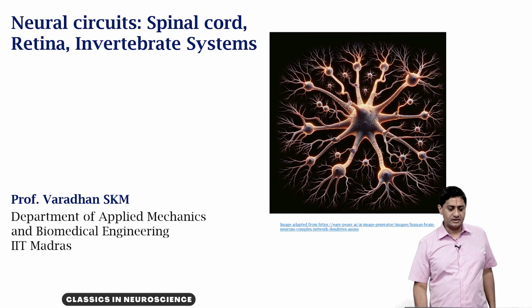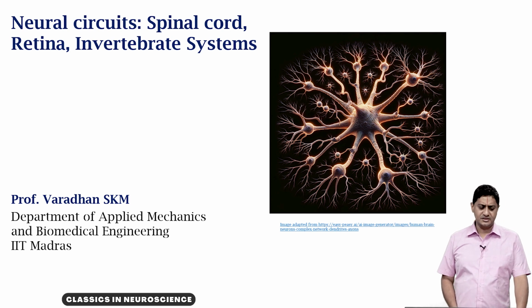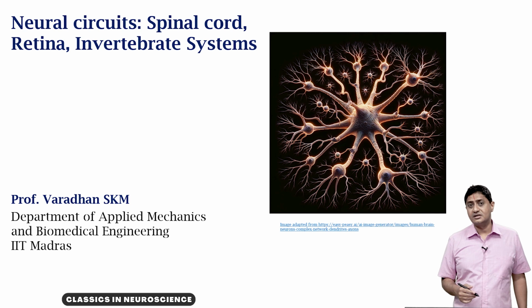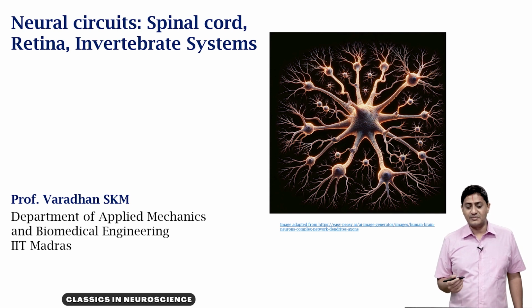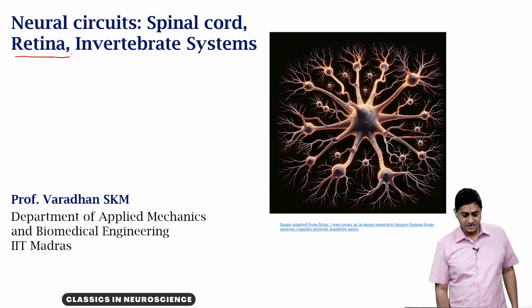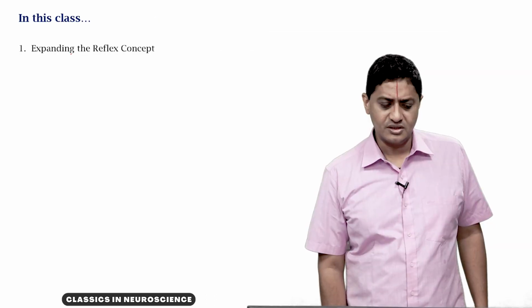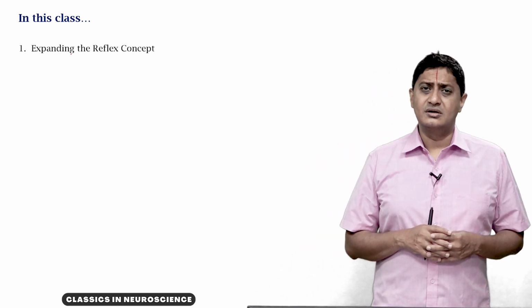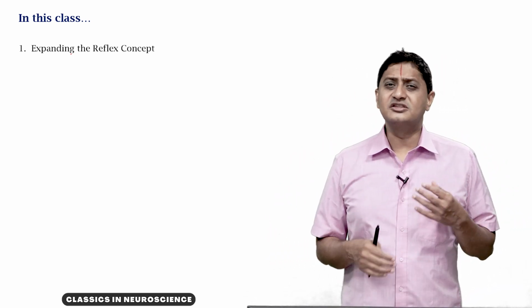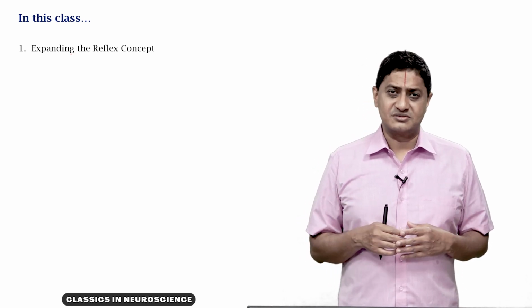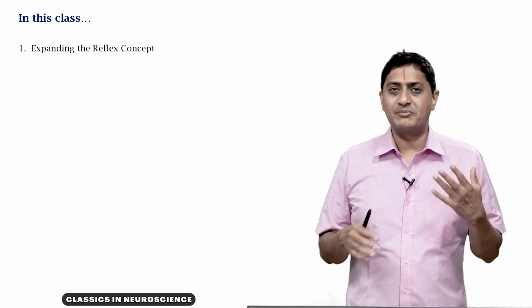We have been looking at neural circuits. In the past few videos, we looked at neural circuits within the spinal cord, excitatory and inhibitory circuits within the spinal cord. Then we looked at how excitation and inhibition can simultaneously happen within the retina. In this class, we will look at examples of invertebrate systems, and more importantly, the concept of how balanced reflexes, like rhythmic pattern generation, can happen when there is an expansion of the reflex concept that is used to explain this rhythmic pattern generation.